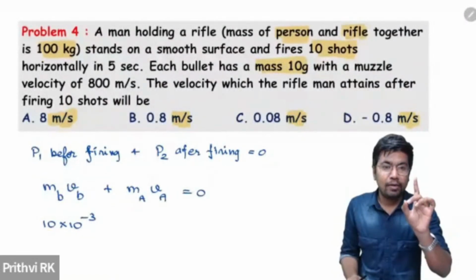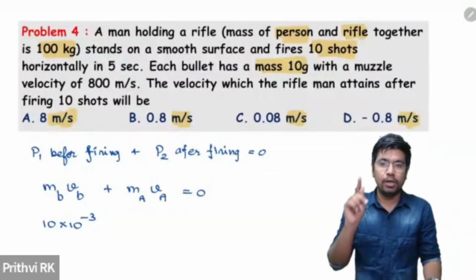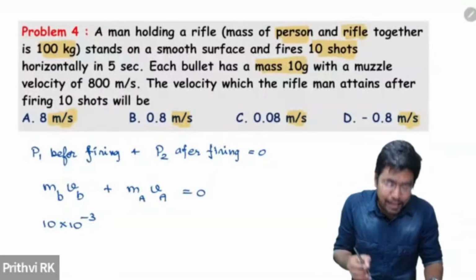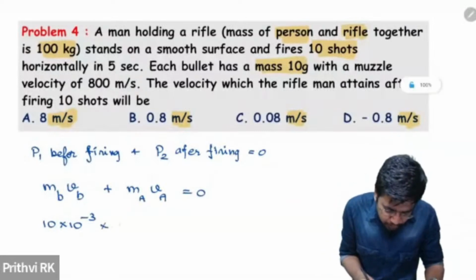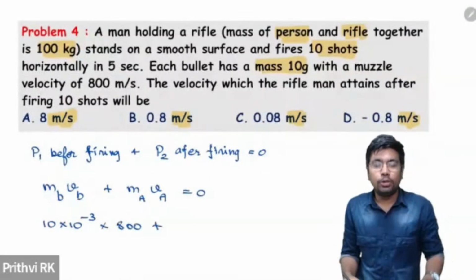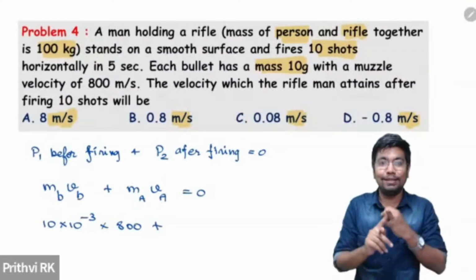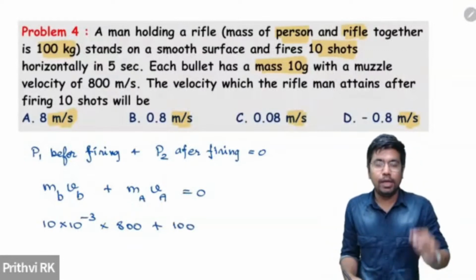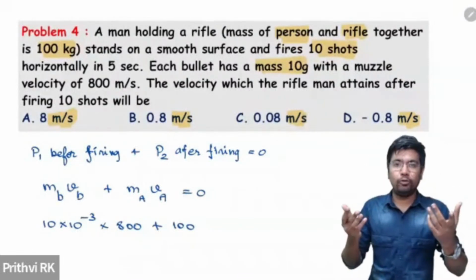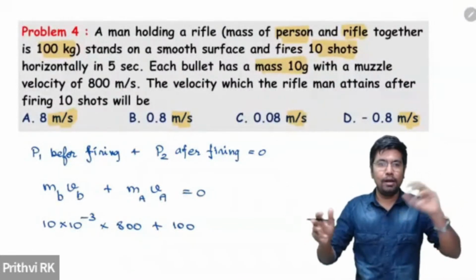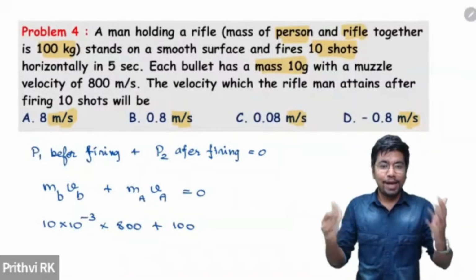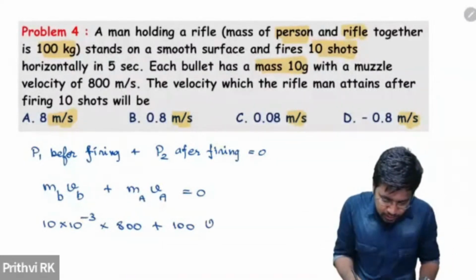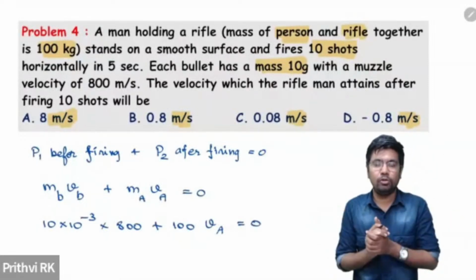So what is the velocity they have given? With a muzzle velocity of 800. So into 800 plus the total mass of the person and the rifle together, which is 100. So mass after firing: he has fired, right? So the person should weigh 100 kg. And what is the velocity? VA equal to 0. So this is how we are going to solve this.